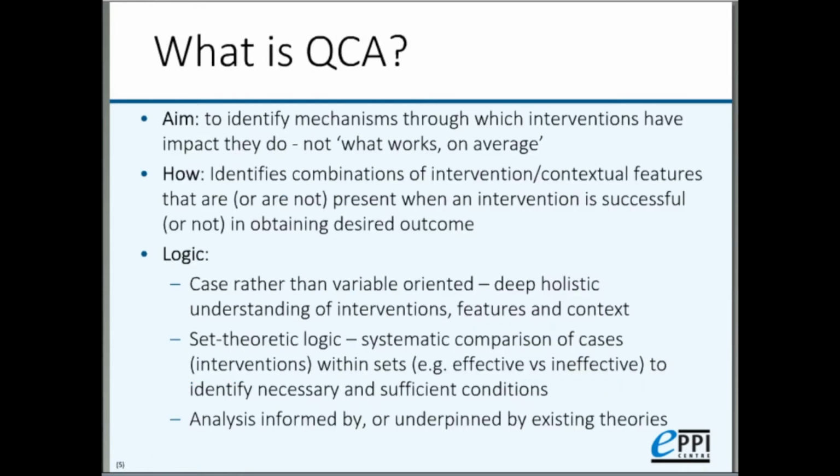So what is QCA? The aim of QCA is to identify the mechanisms through which interventions impact, and move us beyond the questions of effectiveness. So beyond a question of whether something works, to understand what about it works. What configurations of intervention components or contextual components can trigger a successful outcome. It can identify the combinations of contextual features that are present or absent when an intervention is successful or not in the desired outcome.